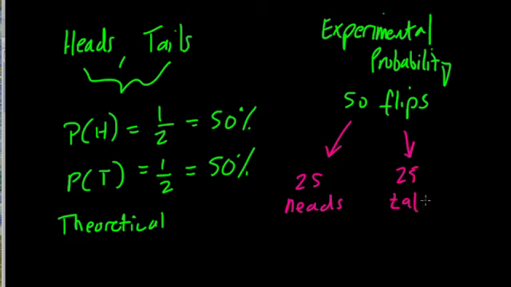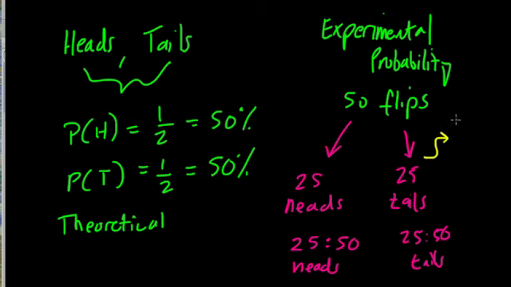tails. And of course, if I'm trying to express this as a ratio, what we might do is say that, okay, 50 flips, 25 heads, 25 tails, that means out of the total, there's 25 out of 50 heads and 25 out of 50 tails. But if we want a part-to-part ratio of heads to tails, what we can then say is that there'll be 25 heads for 25 tails.